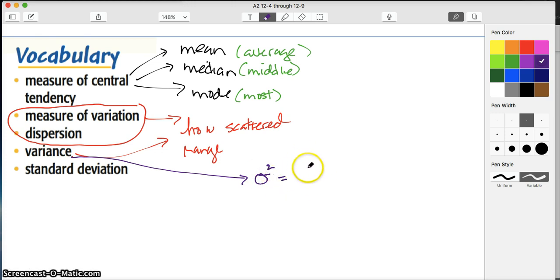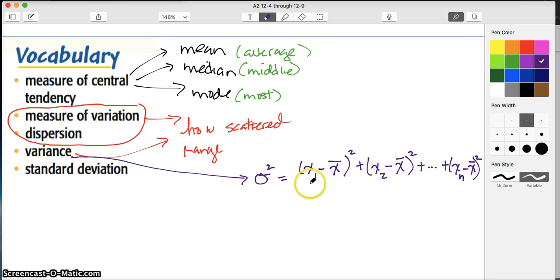So variance is sigma squared, and that's going to be x of 1 minus x with a bar at the top. That means the average of the data. We're going to square that, and we're going to keep finding the difference between each data item and the actual mean. And then once we get to x of n, we're done with that portion, and then we're going to divide all of that by the number of terms.